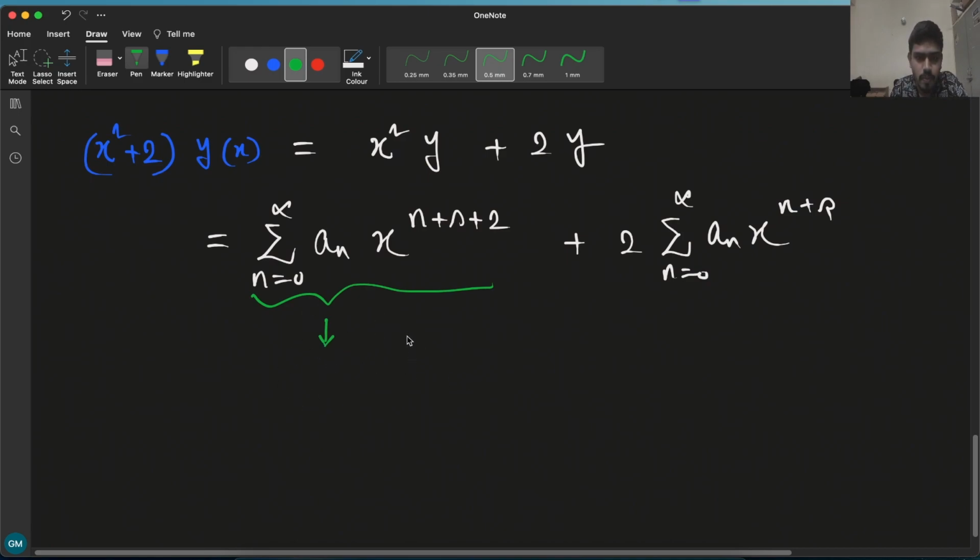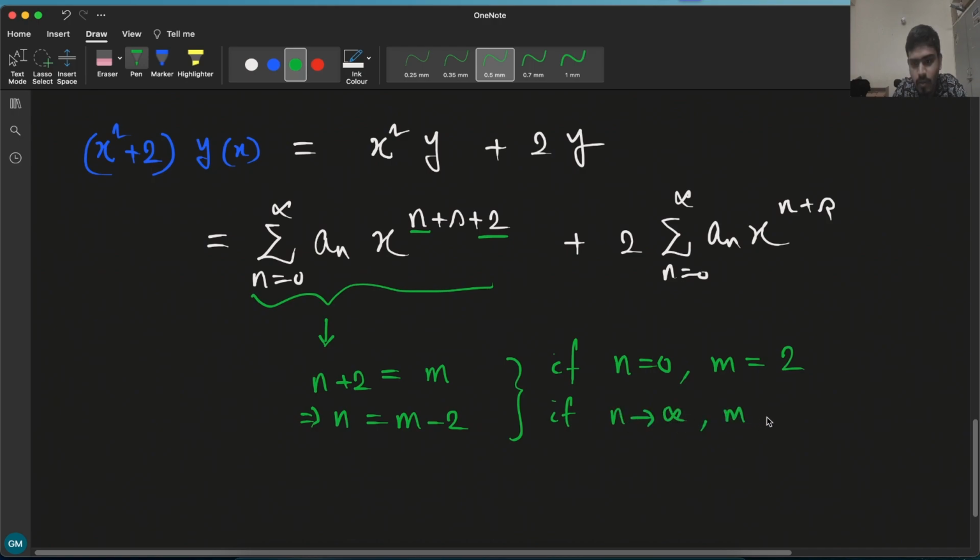What we want is n plus s plus 2. Here s is a constant and n is the summation index. So what we need to do is write n plus 2 as m. So n equals m minus 2, and if n equals 0, m equals 2. And if n tends to infinity, m also tends to infinity, right?